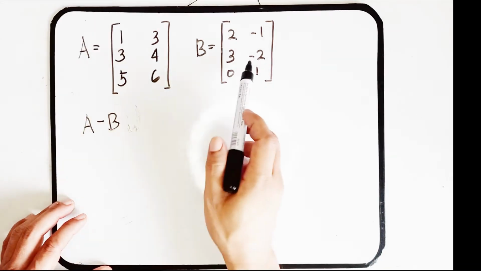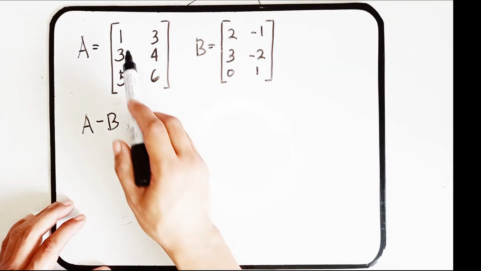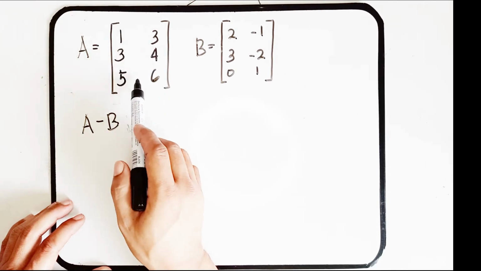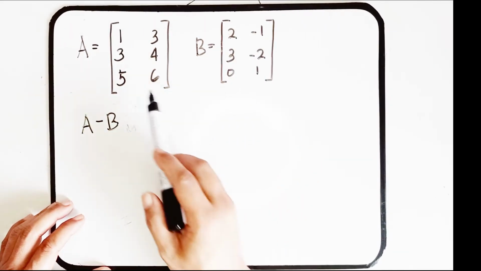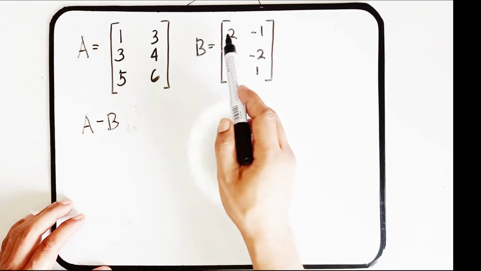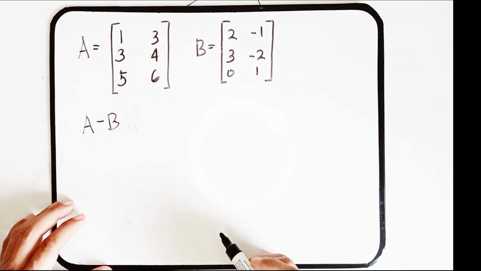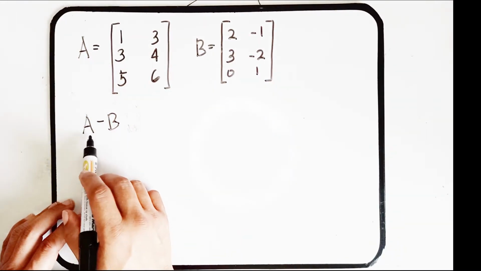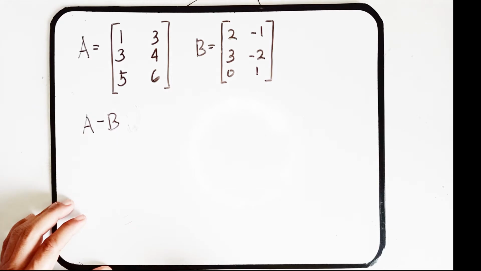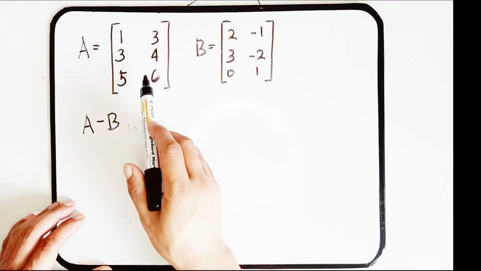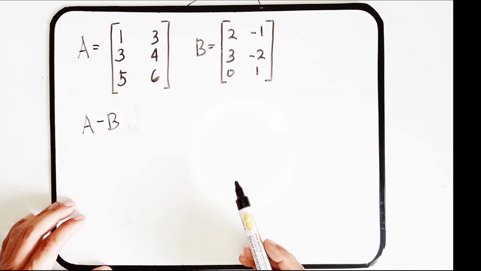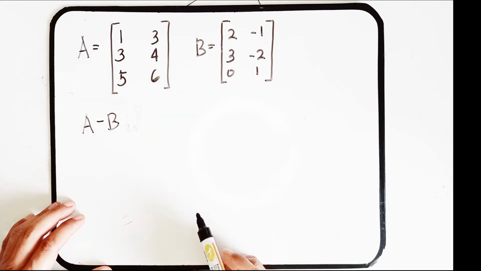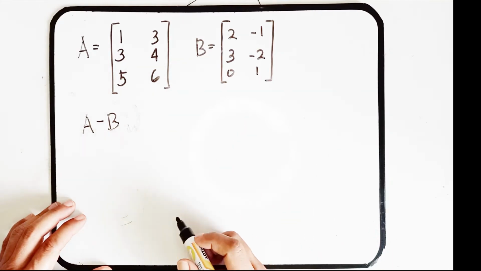Okay, so let's check. Do they have the same order? Yes, they have, because we have 3 rows, 1, 2, 3, 1, 2, 3, and then 2 columns, 1, 2, 1, 2. So they have the same order. So meaning it's possible for us to subtract A and B. But if the orders are not the same, then it's impossible for us to do subtraction of these matrices. So let's try to solve this problem.